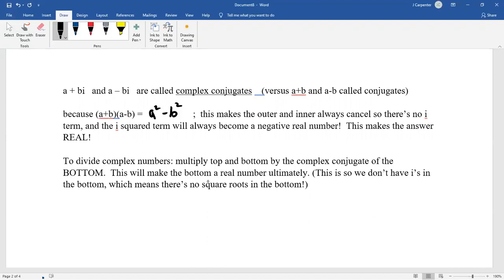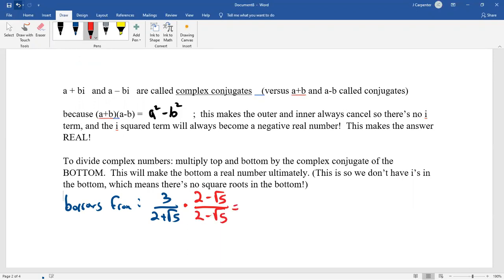This is the exact same thing you do with square root problems. And those topics were in your prereq material, your review material. So we're borrowing from the idea of doing something like this. 3 over 2 plus the square root of 5. If you had this and you were told to simplify, you can't divide by the bottom that way. You have to multiply top and bottom by 2 minus the square root of 5. The conjugate of plus is minus, so that's why we do that.